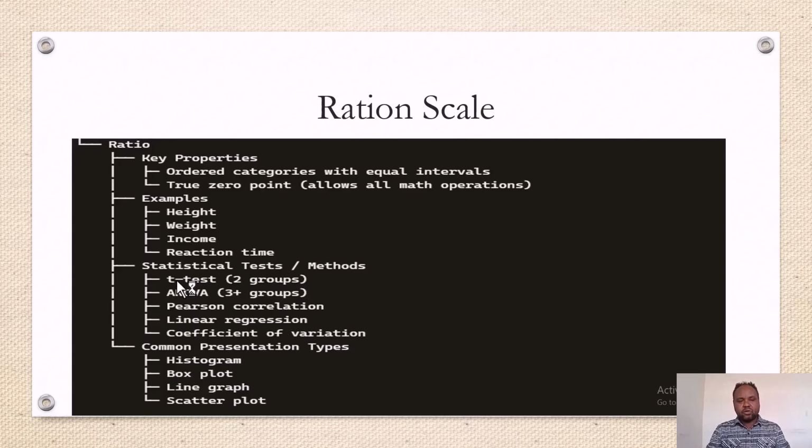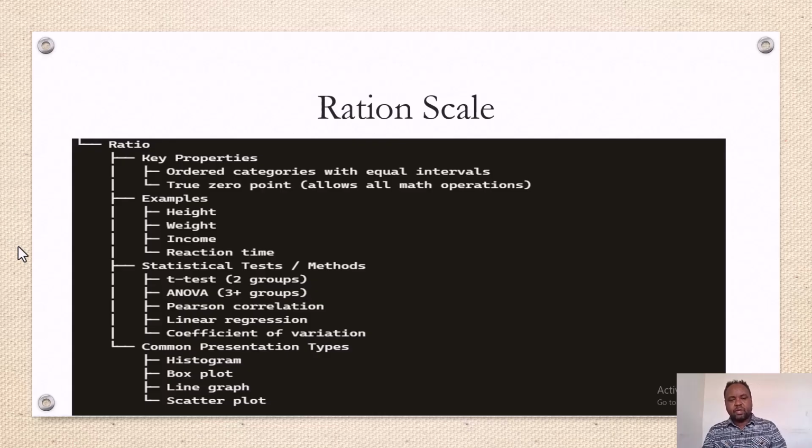This ratio scale includes all the properties of the interval scale, but it adds one extra property. With ratio scale, there is a true 0 point that allows all mathematical operations meaningfully. Now, here the 0 implies the complete absence of the quantity. If there is no coin in my pocket, that is the true 0. I don't have any coin in my pocket, which means the quantity is 0. So, variables regarded as ratio include height, weight, income, reaction time. These are ratio scale.